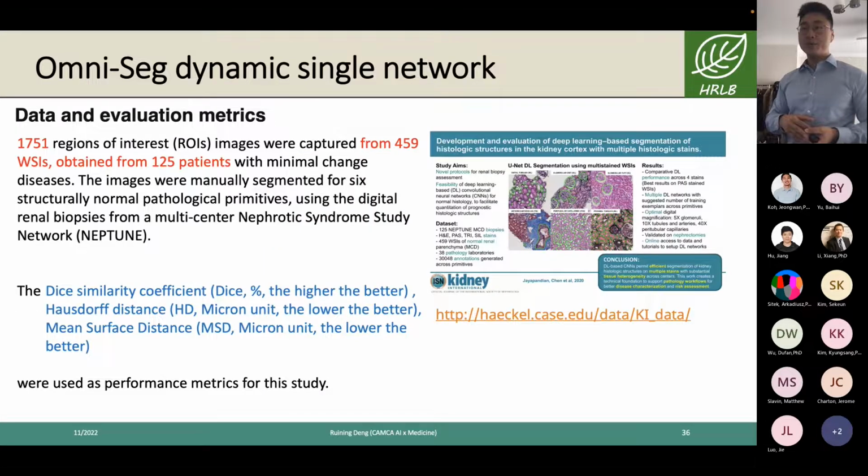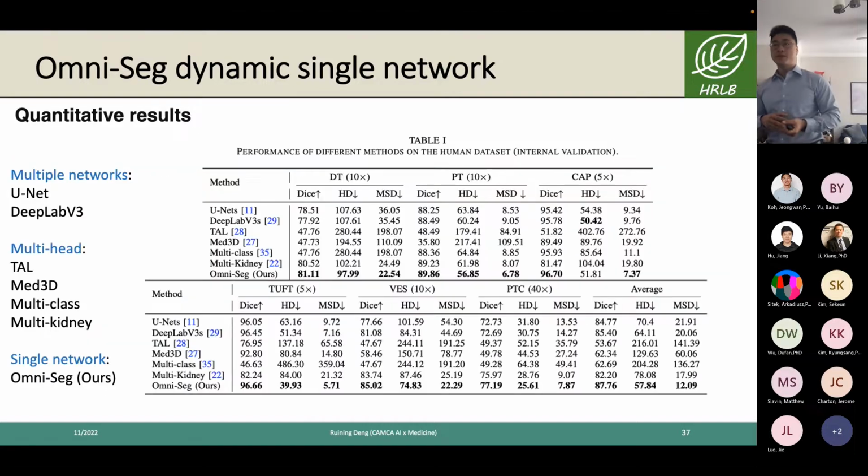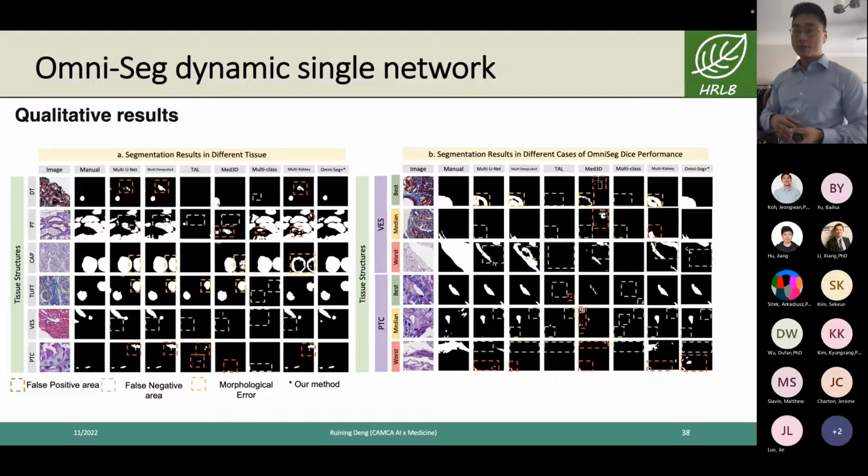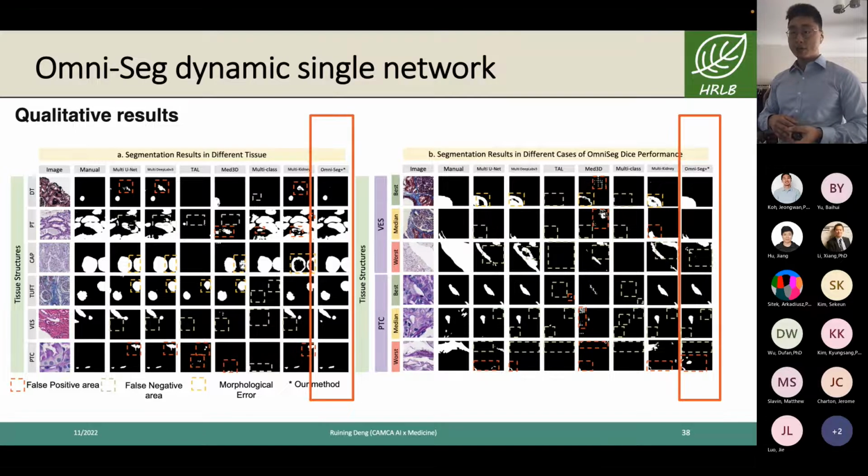So here's our data. We use the public data set, and we use the Dice similarity coefficient, Hausdorff distance, and mean surface distance to evaluate our performance. So those are our results. We compare our model with several multiple network and multi-head designs, and it turned out that our single dynamic network achieved better quantitative results. And also, our single dynamic network can achieve better qualitative results with less false positive error, false negative error, and morphological error.